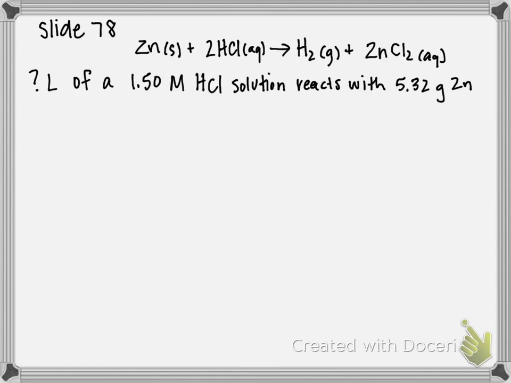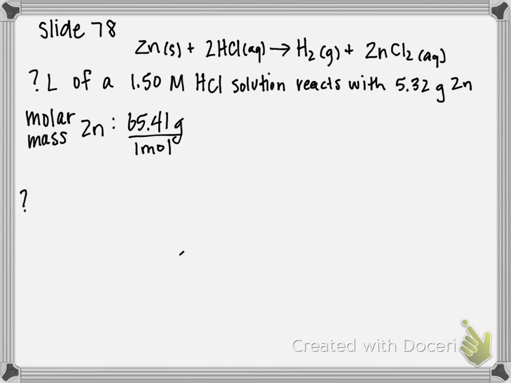So first, before I start plugging stuff in, I'm going to figure out the molar mass of zinc, which happens to be 65.41 grams per mole. And we're going to use that to go first from grams of zinc to moles of zinc. So ultimately, what we're looking for is liters of HCl. And we're going to start first with our grams of zinc. So 5.32 grams of zinc.